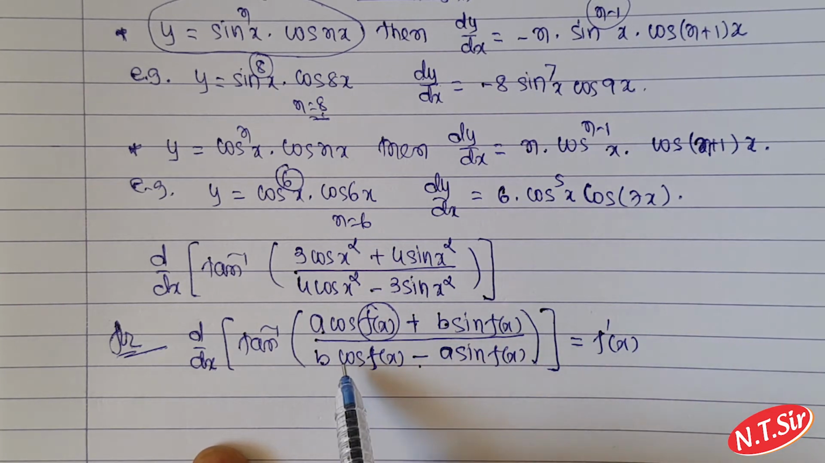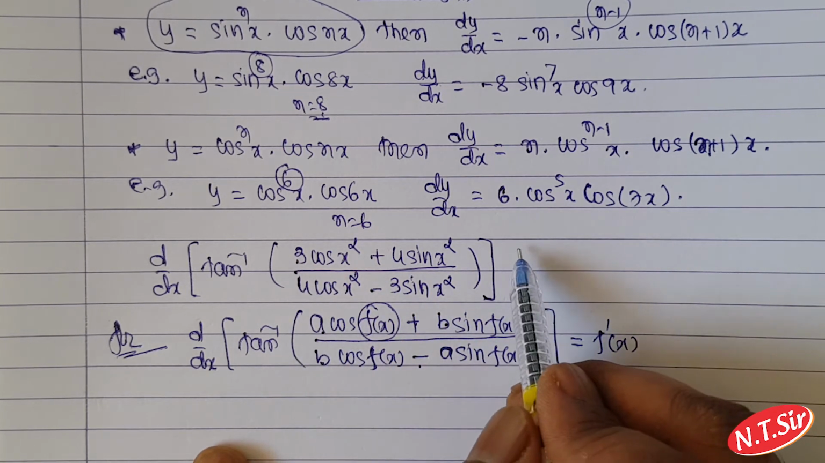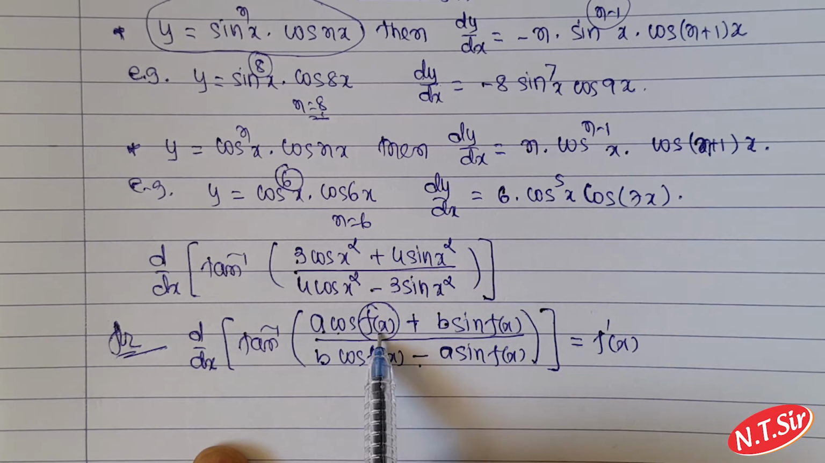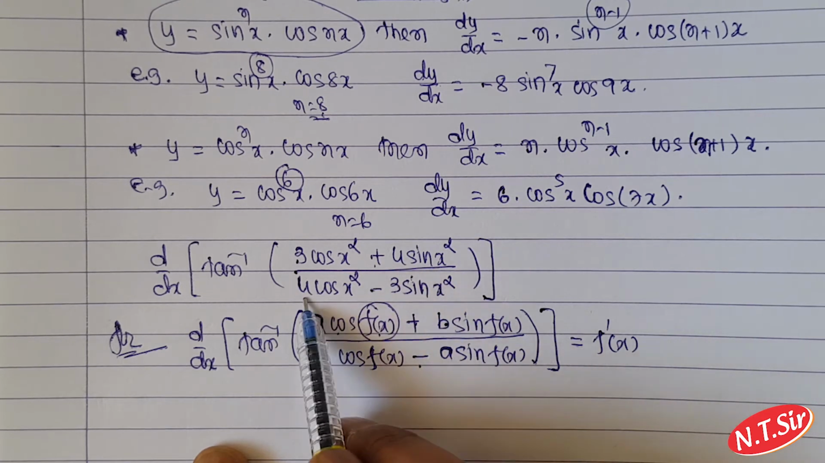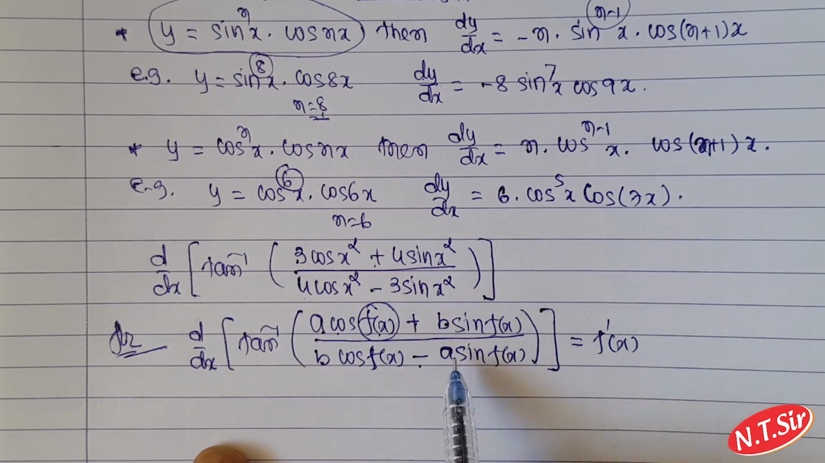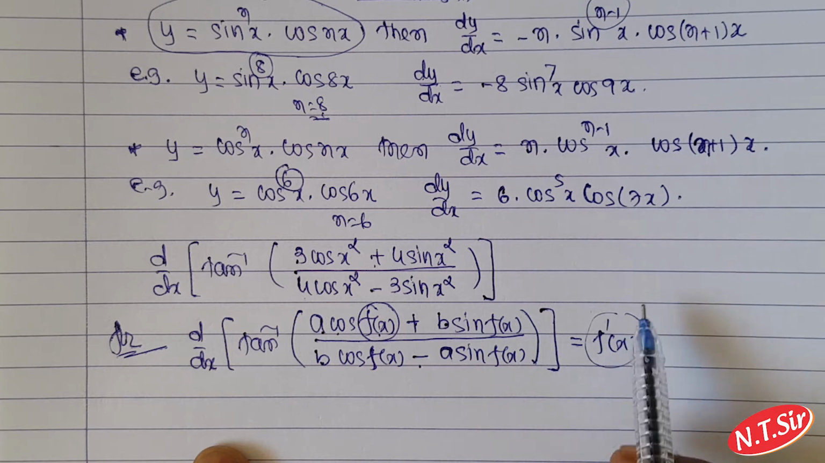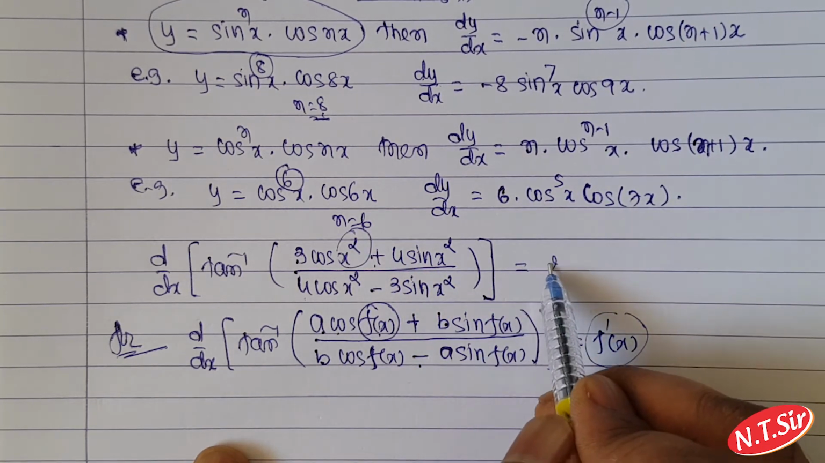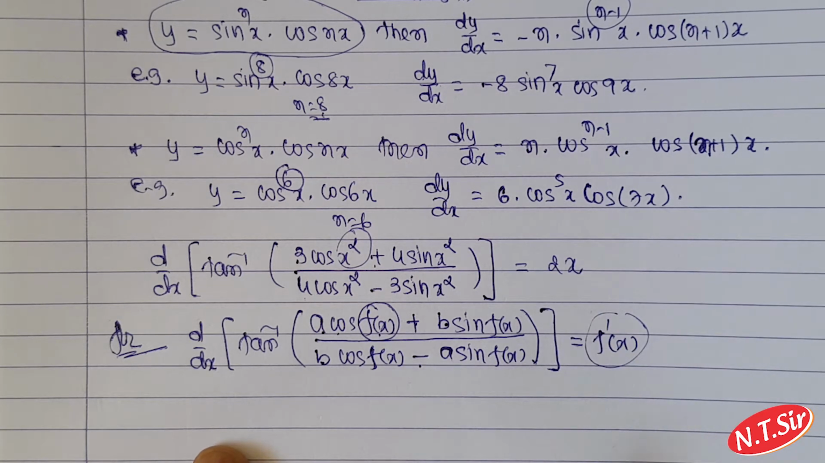So comparing this formula with this example, what is a? a is 3, cos x^2 is f(x), plus 4, and 3 minus 3. So applying this formula, the answer is f'(x). What is our f(x)? f(x) is x^2. So the answer is 2x. Got it? So the answer is 2x.